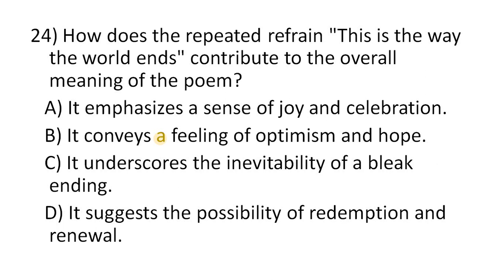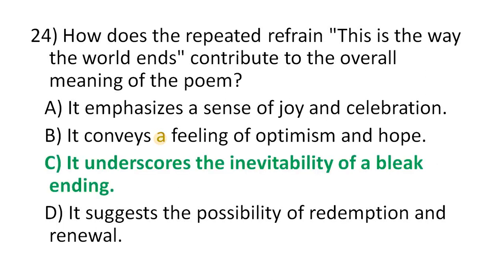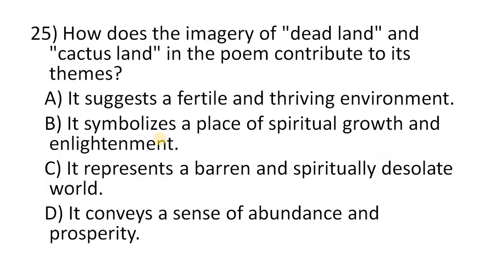24. How does the repeated refrain, "This is the way the world ends," contribute to the overall meaning of the poem? It emphasizes a sense of joy and celebration. It conveys a feeling of optimism and hope. It underscores the inevitability of a bleak ending. It suggests the possibility of redemption and renewal. And the correct answer is C. It underscores the inevitability of a bleak ending.